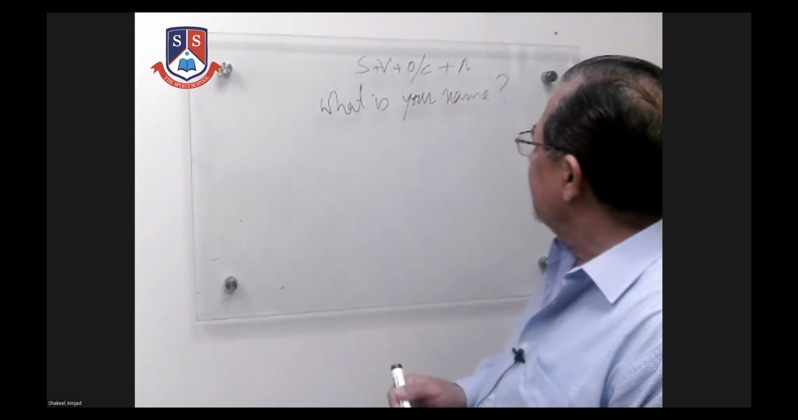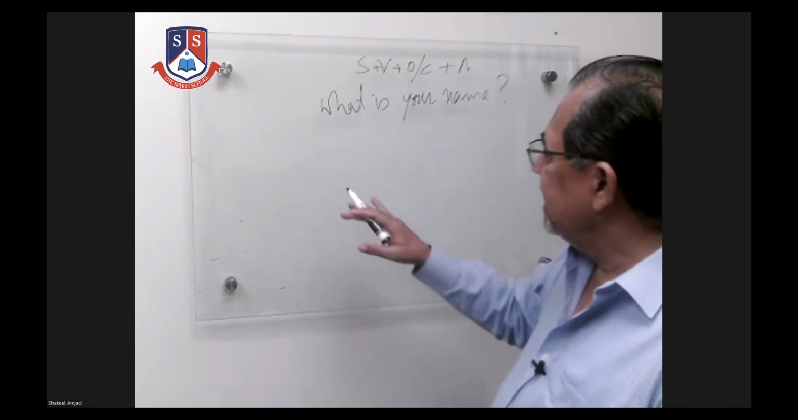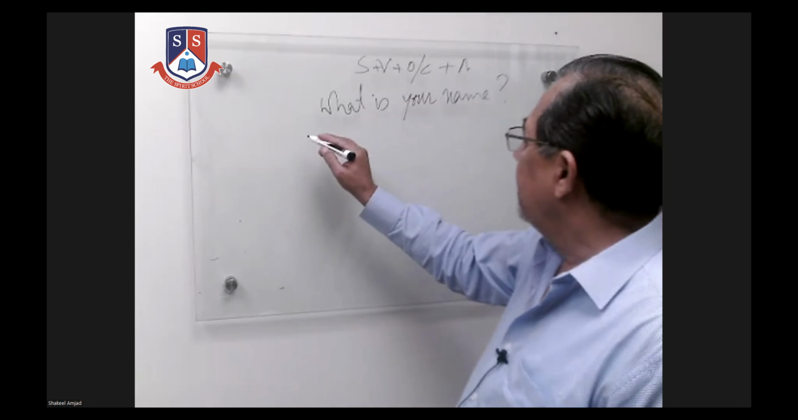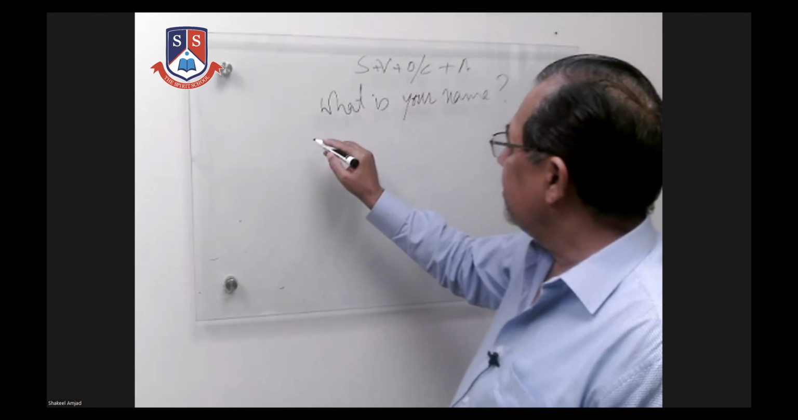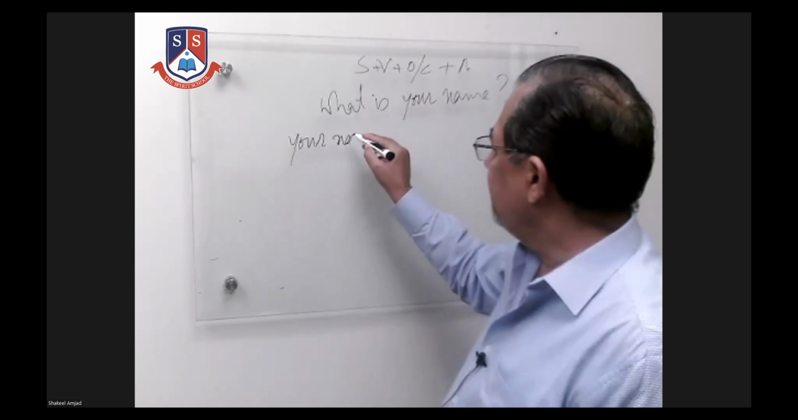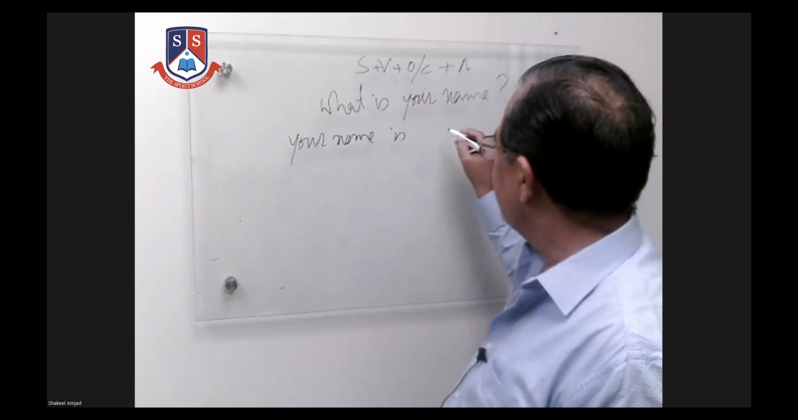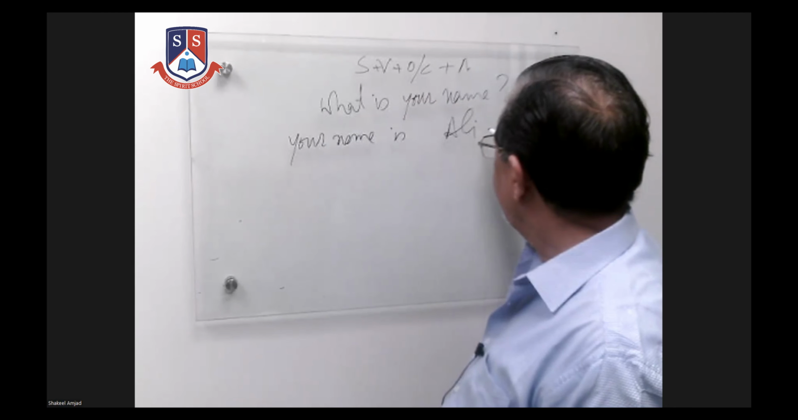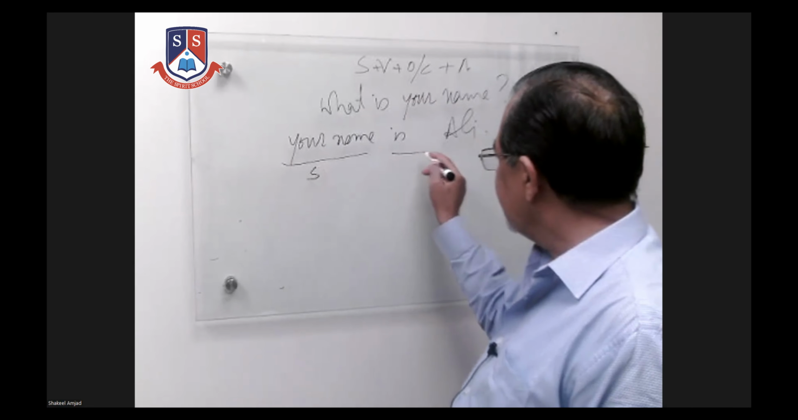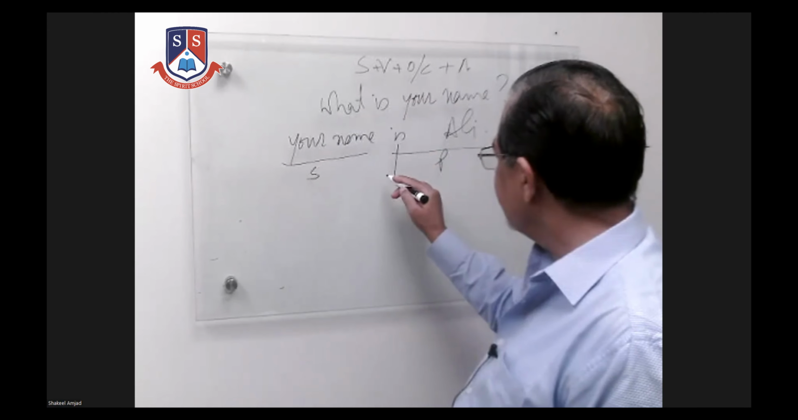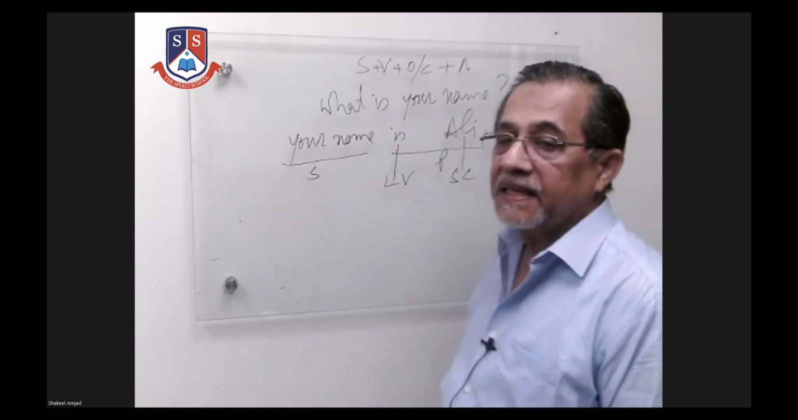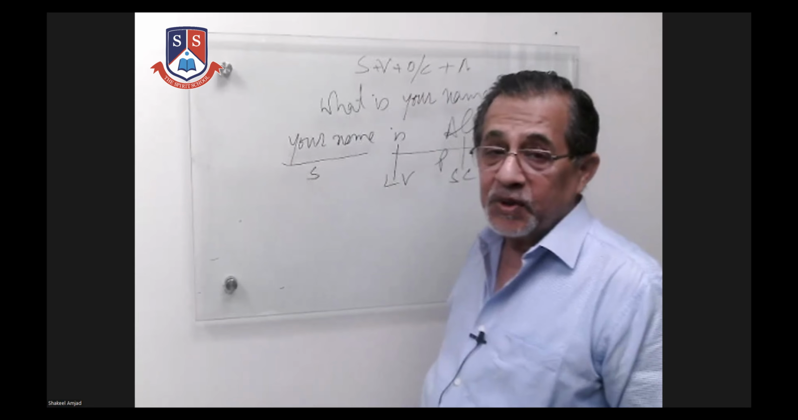Look at this, right? Actually, this sentence has transformation. The sentence was, "Your name is Ali," right? So we have this as subject, this as predicate, this as linking verb, and this as subject complement. Right? So this is the sector.